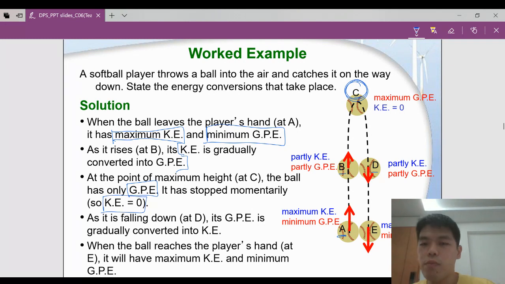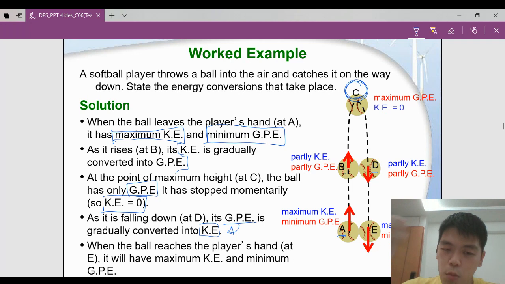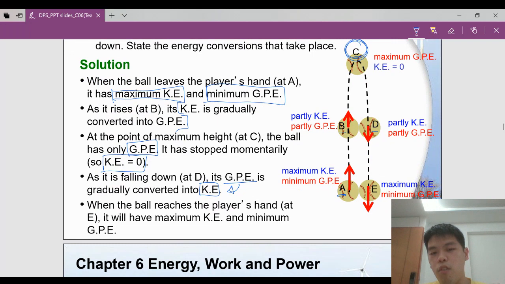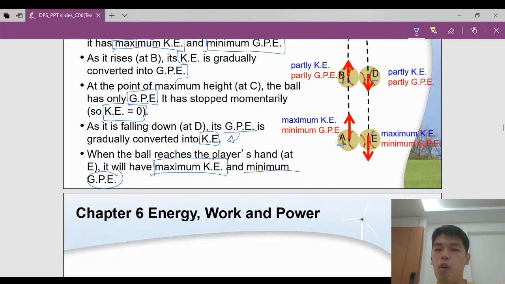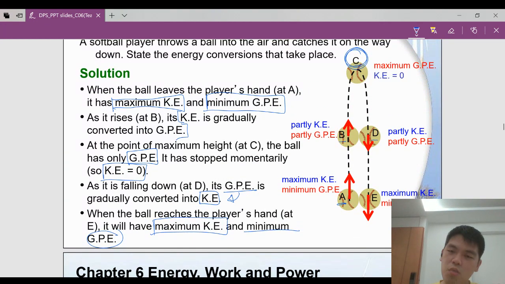Okay. Next, as it's falling down, it starts to gain a bit of speed, but it loses height. So when it loses height, your GPE will change into KE, because when you lose height, you lose GPE. You start to move faster, you gain more KE. So GPE changes into KE. Now, next, when the ball reaches the player's hand at E, the height now is very, very low. So GPE is minimum, because it has moved quite a distance, it has gained enough speed already, so the KE is maximum. Okay, so this is how we describe a ball that is dropping down. So with this, we will end this chapter. All right, thank you.